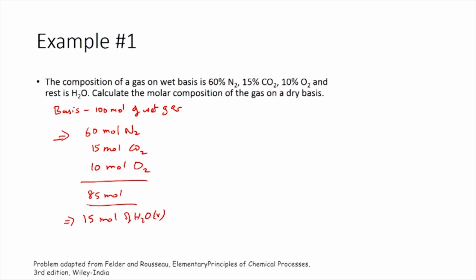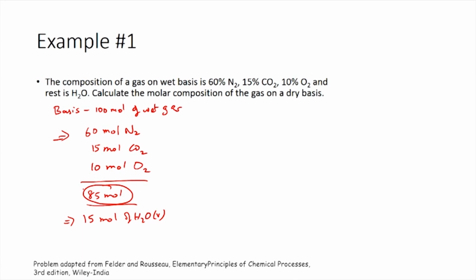So, when we calculate the wet basis, what we would have done is we would have accounted for this 15 moles also and had a total moles of 100, which was the basis assumed, and from there we would have calculated the percentages. So, now to calculate the dry basis, we would not include the number of moles of water vapor present in the mixture. So, the total number of moles which will be used for calculations would be 85 moles.